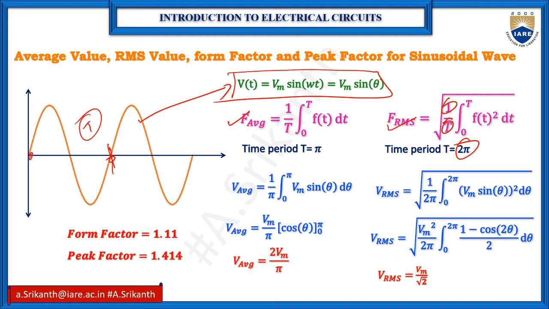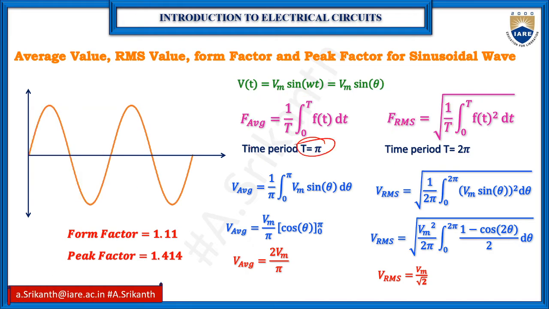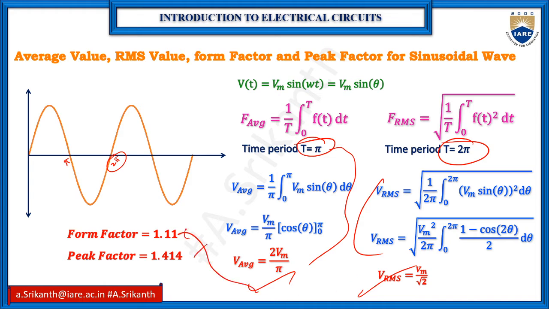Coming to average, if this is a positive peak and this is a negative peak, then if you take the average you will get 0. So just consider any one peak, positive or negative, and find the average value up to that time period. For this sine wave the time period is 2 pi, and the half period is pi. If you solve this equation, we'll get the average and RMS values, and from those we'll get the form factor and peak factor using our formulas.